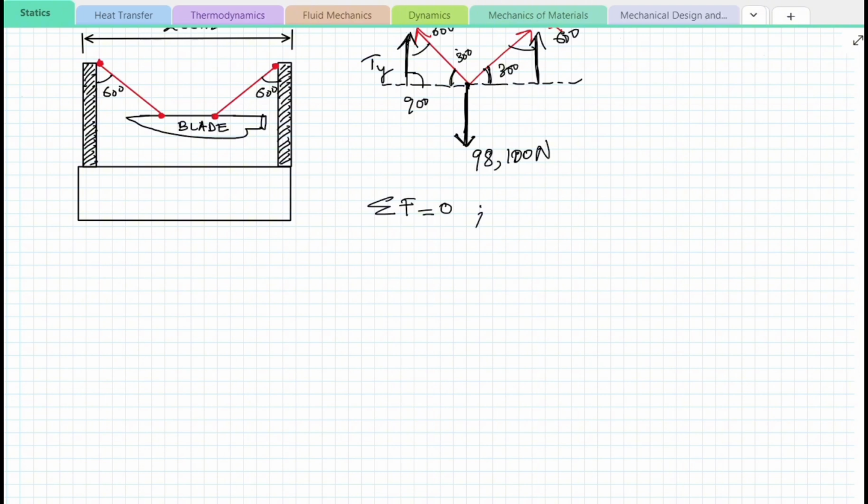So we also could have used cosine, but it would have been the cosine of 60 degrees since Ty is the adjacent side of the 60-degree angle. So either way will work. So let's write it down. So we will have Ty is equal to T sine 30 degree. And since we know that this is a symmetrical system, we could technically just write 2T sine 30 degrees.